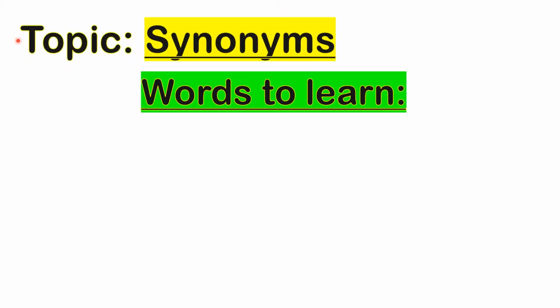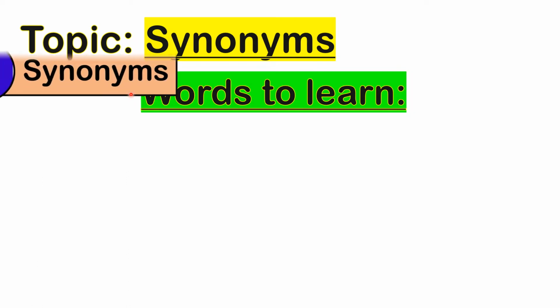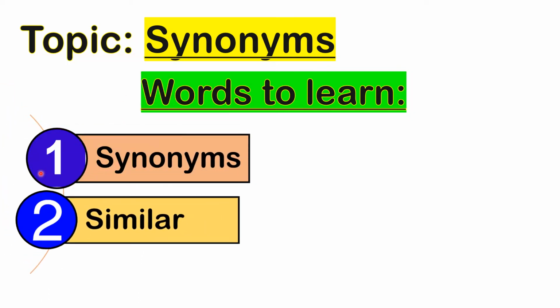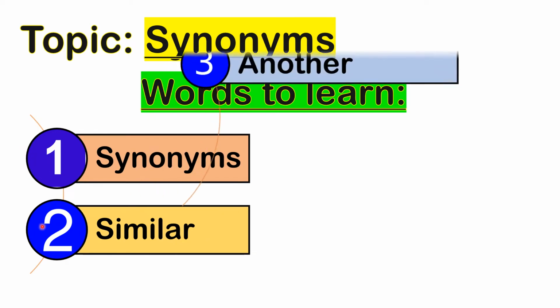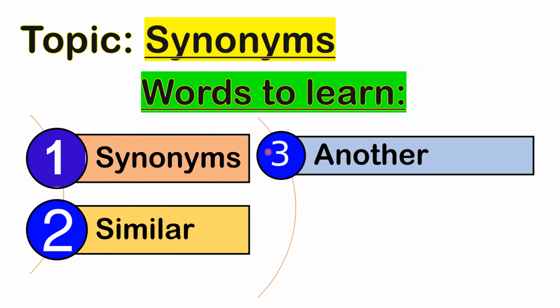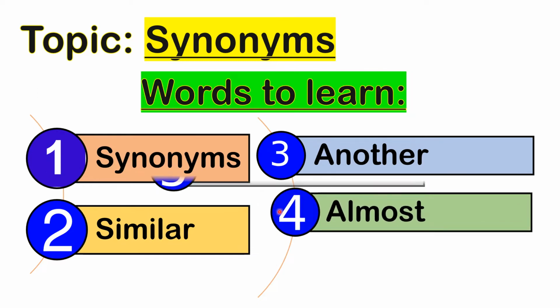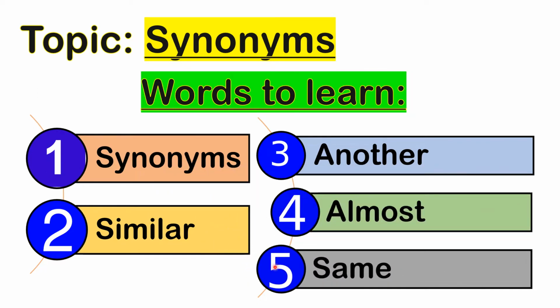Class, our topic for this week is about synonyms, and here are the words to learn. Now, please repeat after me so you can still practice your reading skills and your speaking skills even if you're just at home. Are you ready now? Let's start reading. Number 1, synonyms. Number 2, similar. Number 3, another. Number 4, almost. And number 5, same.